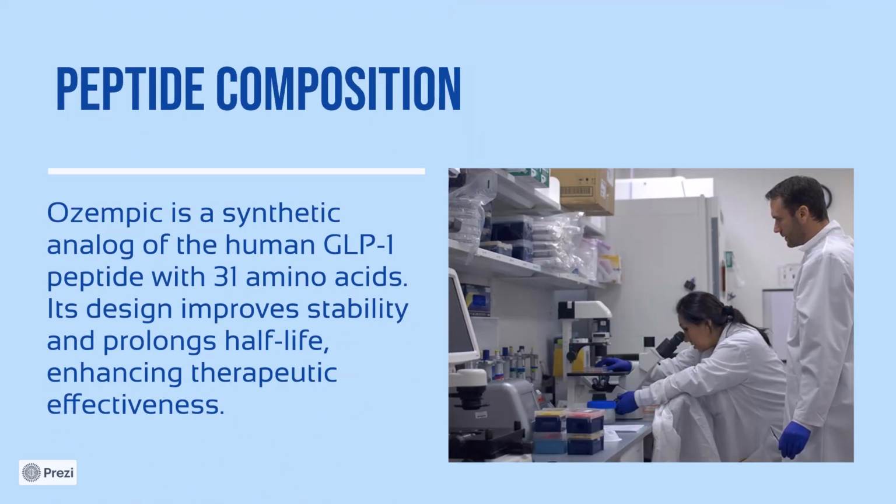Now let's move on to the peptide composition. Ozempic is a synthetic analog of the human GLP-1 peptide with 31 amino acids. Its design improves stability and prolongs half-life, enhancing therapeutic effectiveness.